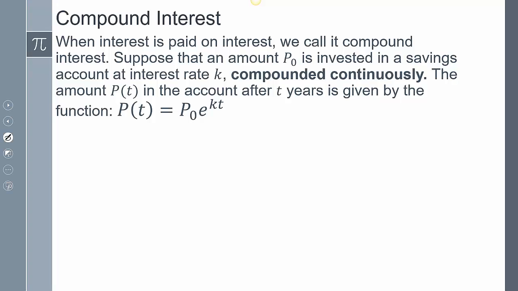Now we're going to examine compound interest. One of the things with compound interest, I just wanted to point this out first, our equation is the same thing when we're looking at interest compounded continuously. When interest is paid on interest, we call that compound interest. So suppose that amount P sub 0 is invested in a savings account at interest rate k, compounded continuously, we're going to use this equation, and it's going to be after some t years.